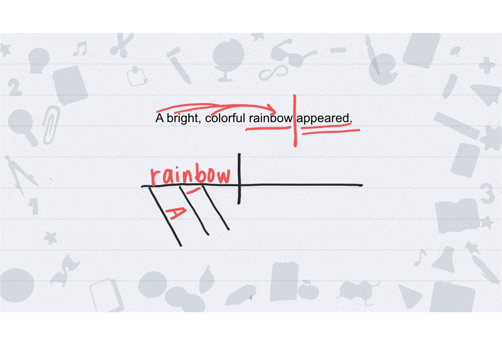My second adjective is bright. I'm going to include it here, and my final adjective is the word colorful. Now that I have my subject side all filled out, now I can go to the right side of my frame. Remember, right side of our frame is where we are going to be writing all of our predicate information. And in this case, it is appeared.